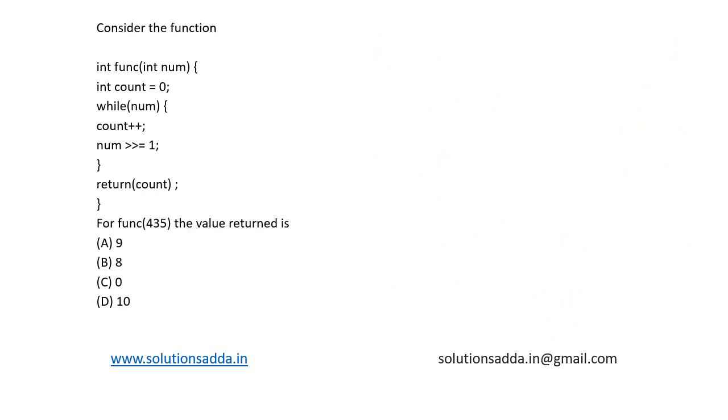This is a question from C programming. We are given a function which accepts an integer variable. There is a count variable also. There is a while loop which runs till the number is greater than 0. The count is incremented and we are right shifting the number by 1. And the input that we are given is 435. 435 in binary can be represented as 110 1100 11.